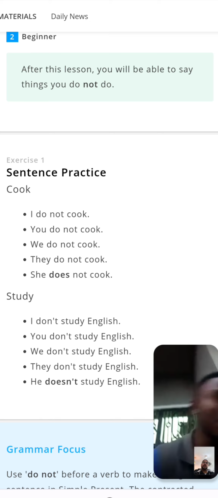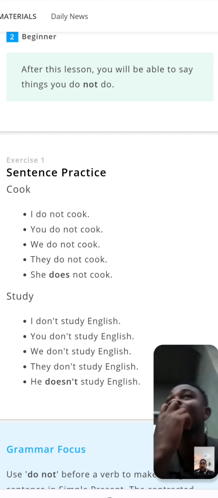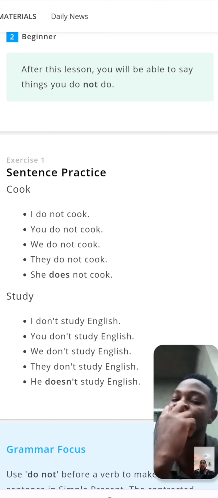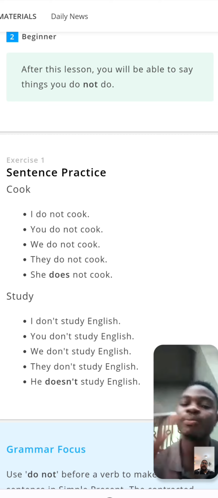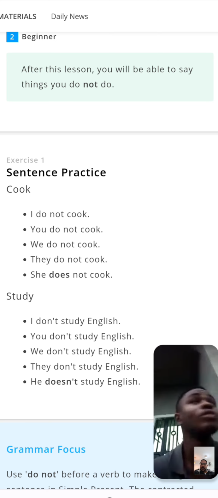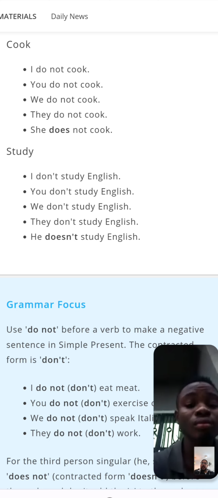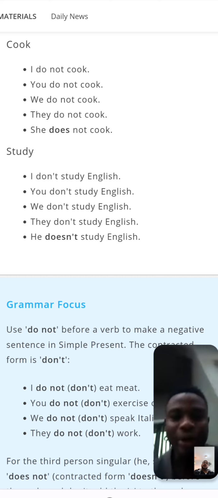So we have exercise one, sentence practice. Can you please read the sentences? Yes, I do not cook. You do not cook. We do not cook. They do not cook. She does not cook. Good. I don't study English. You don't study English. We don't study English. They don't study English. He doesn't study English. All right, very good.